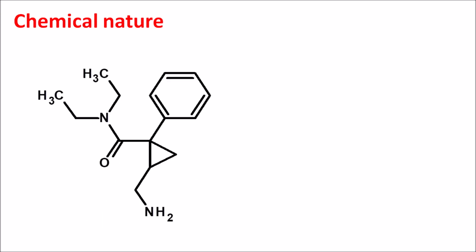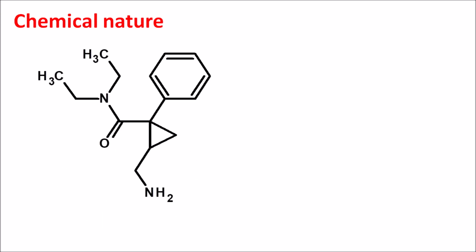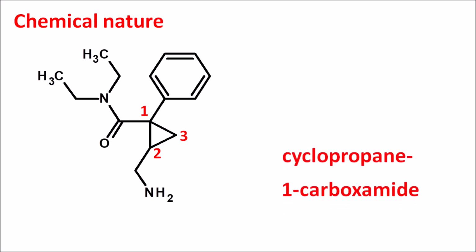First of all, what is the chemical nature of this drug? So this is the structure of levomilnacipran. Within the structure, we can observe the carboxamide moiety, which is attached to a cyclopropane ring. So let us give the numbering to the cyclopropane. This is the first carbon, second one and third one. So at the first position, carboxamide is attached. So we can write the name as cyclopropane 1 carboxamide.